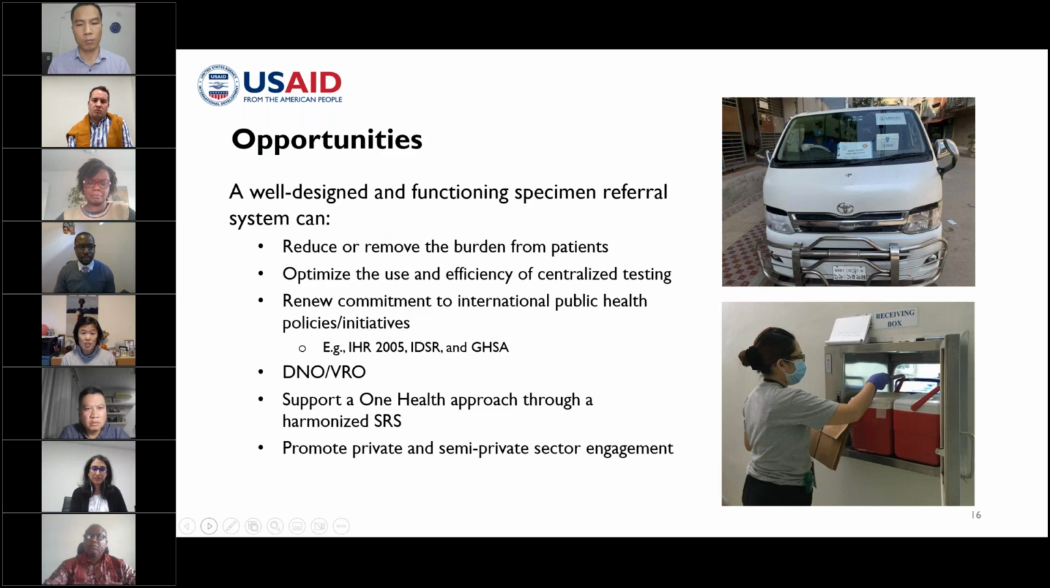There's also an opportunity to look at these systems and harmonize them and to take a One Health approach. So to not look even at a specific disease within human health, but to look across human, animal, environmental health and look at harmonizing these systems. And then finally, there's an opportunity to look at private or semi-private sector engagement to involve them within supporting specimen referrals. Next slide, please.